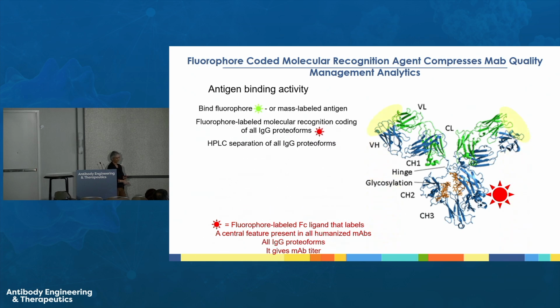And then, in addition to that, if you have an antigen that is either fluorophore labeled or MASC labeled, and throw it into the analytical mix, you can get double labeling. You get coding of the antigen by one color fluorophore. You get coding of the Fc region by another colored fluorophore. And if your fluorescence detector can detect both, you get a ratio. You can get a fraction. You can actually monitor the percentage of IgG API that is biologically active, that can bind the antigen.